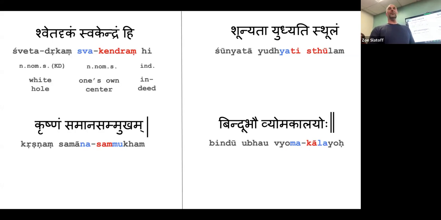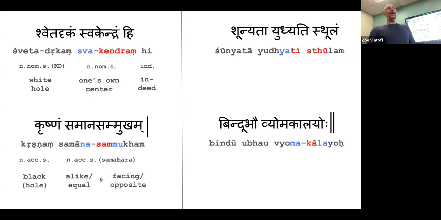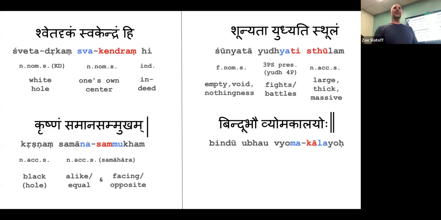Shvetadrikam, a white hole, a Karmadharaya compound. That is the same as one's own center, Svakendram, indeed. You'll notice the use of the word hi a lot. Filler. However, this white hole is alike somehow. It is samana and also samukham together, opposite and kind of facing against a black hole. And how do these things compare and contrast is the subject of this poem.